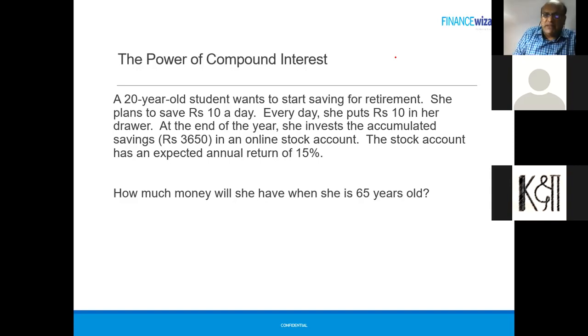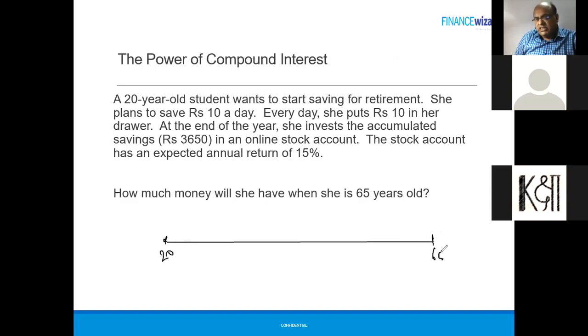So if we are going to make a timeline for this particular thing, it will be something like this. She is 20 now, and we want to find out how much money she will have when she is 65 years old. How many periods? There will be 45 periods. And what we have to calculate here? We have to calculate the value here. If we have to calculate the value at the end of the timeline, then what are we talking about? We are talking about calculating future value, no?